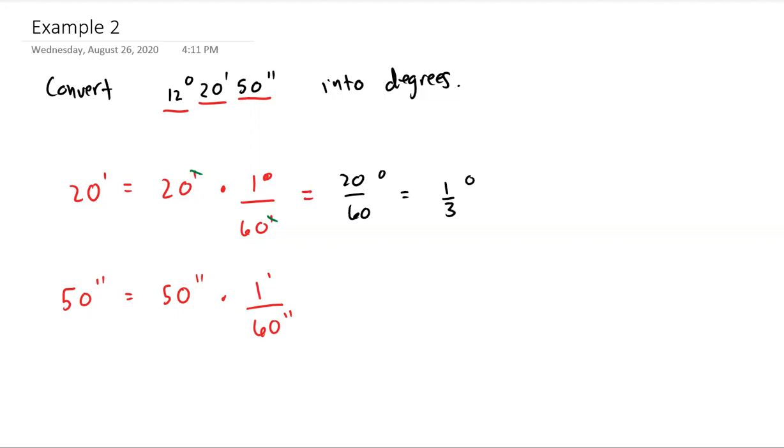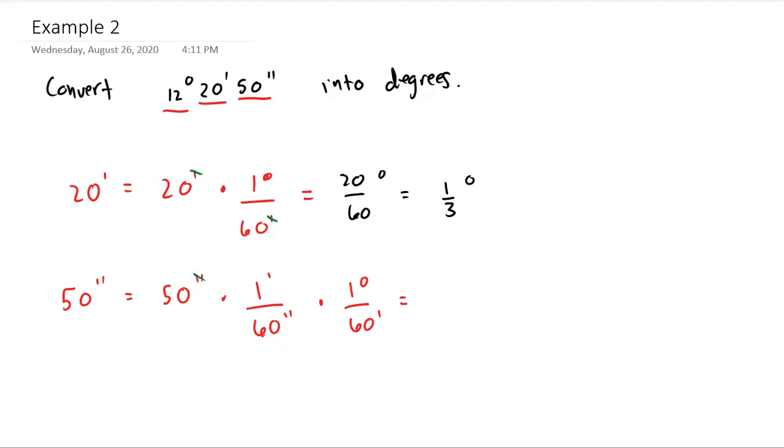Now, I then want to convert from minutes into degrees. So I'm just going to do it in one step. What do I multiply this by to convert from minutes to degrees? Well, we saw what to multiply by in the previous part. It's multiplied by 1 degree over 60 minutes. And again, you can see here that all of the units are going to cancel.